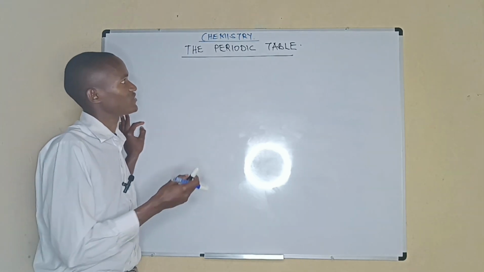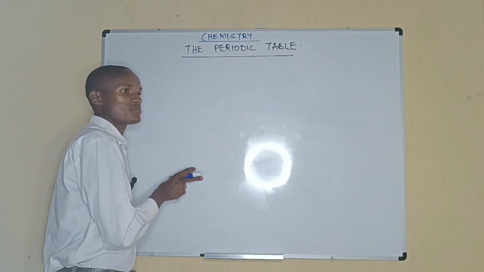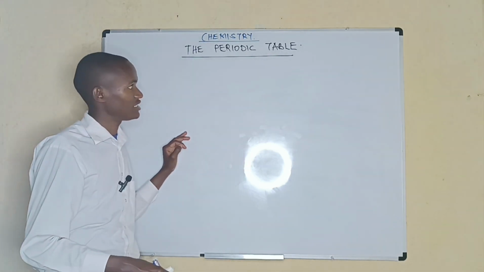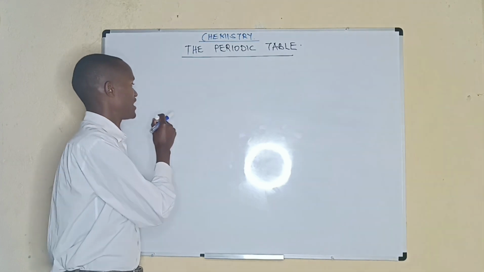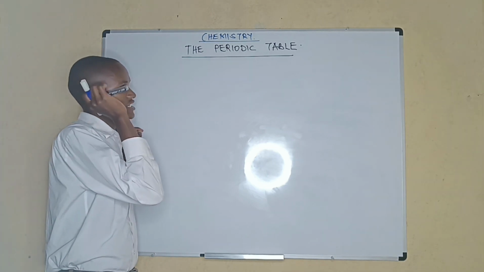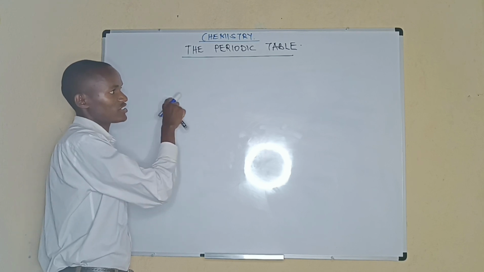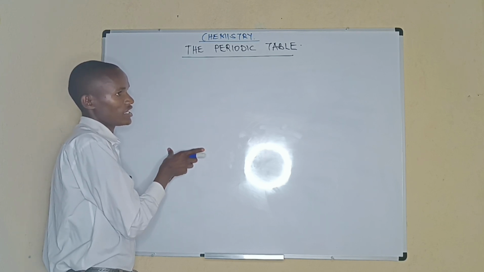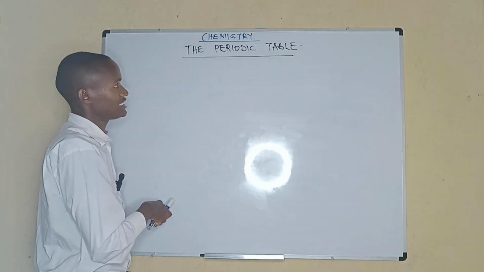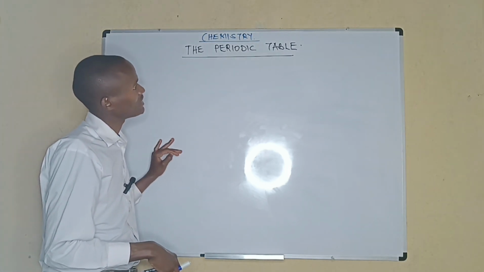The first thing to define, of course, is the periodic table. I want to read the definition. The periodic table is a table of chemical elements that are arranged in order of their increasing atomic number. Since they are arranged in that order, they end up grouping themselves, whereby elements with the same physical and chemical properties end up in the same groups or periods. We will see that as we progress. So that is the periodic table.